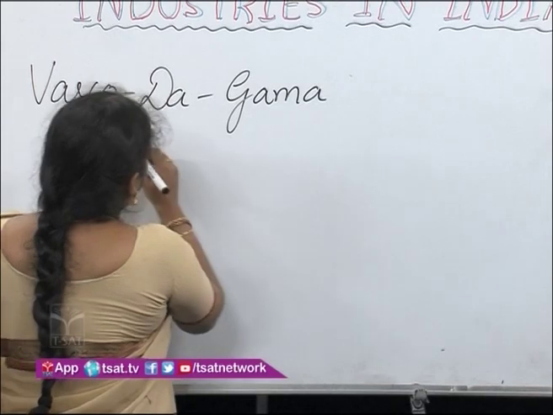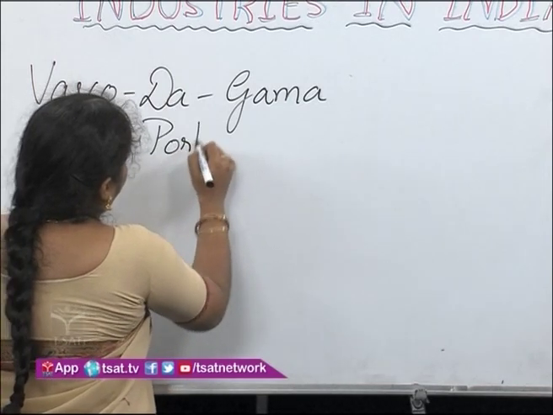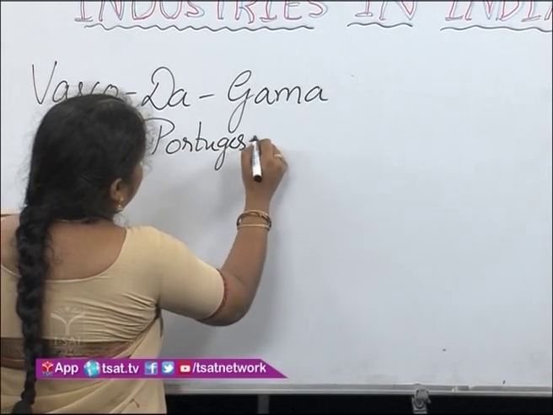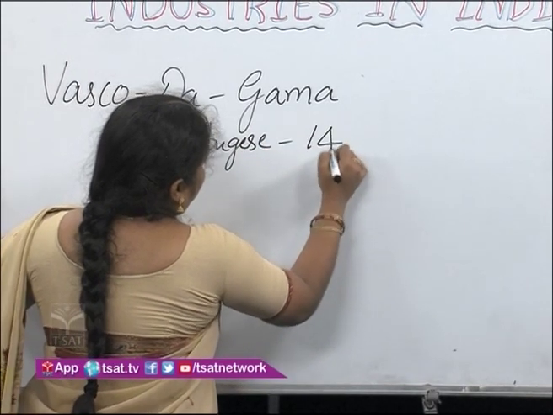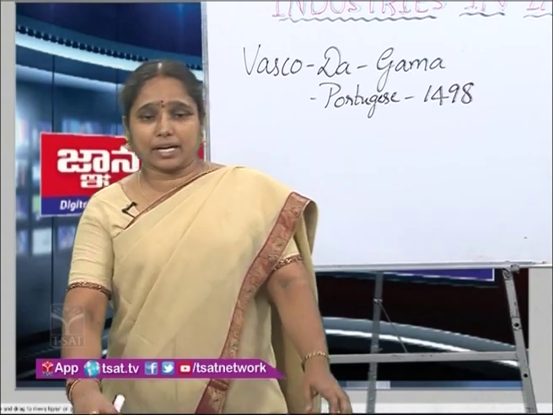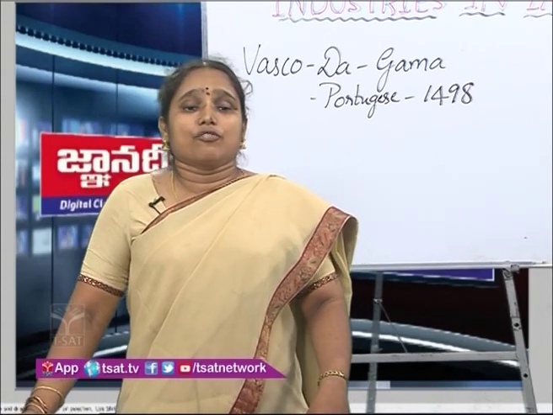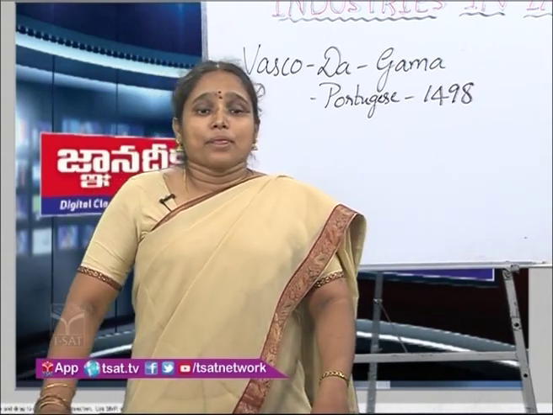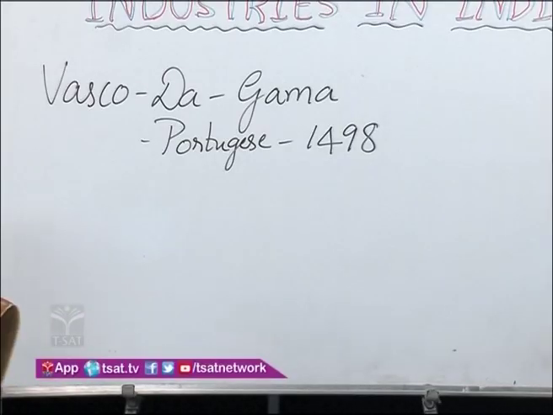Vasco da Gama, a Portuguese traveller, discovered the sea route to our country in the year 1498. Of course, he landed in 1499, but the sea route was discovered in 1498. He was a Portuguese traveller.